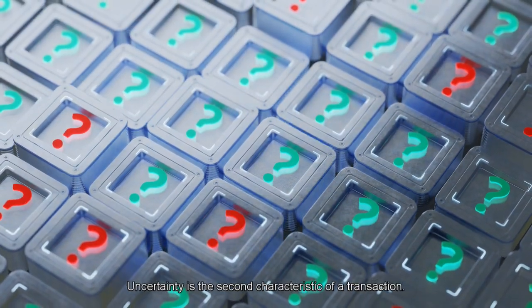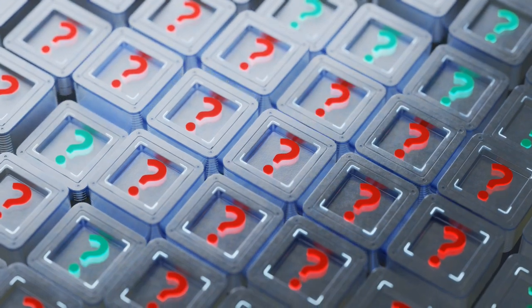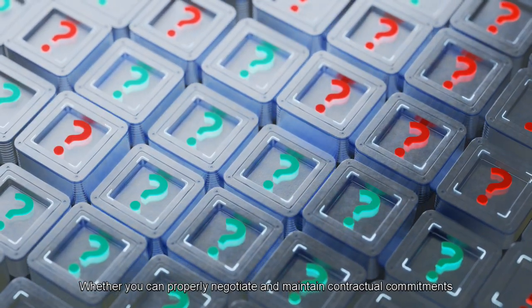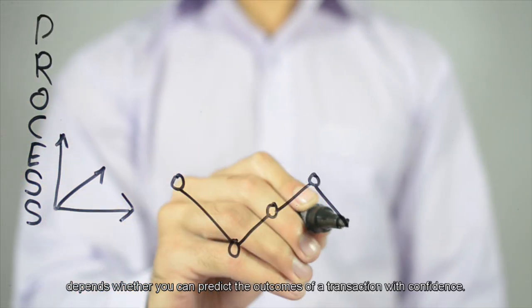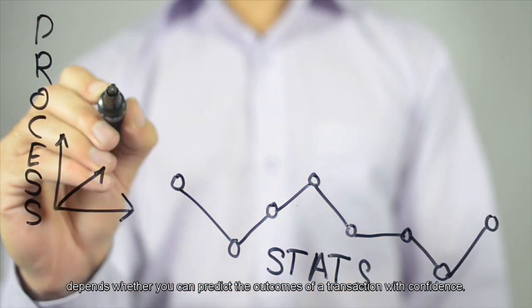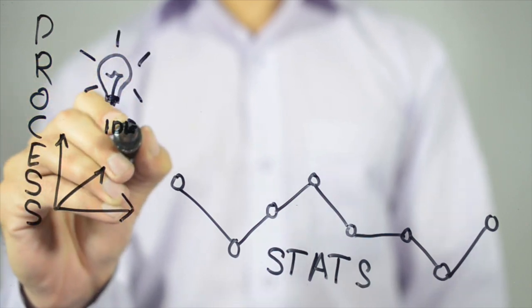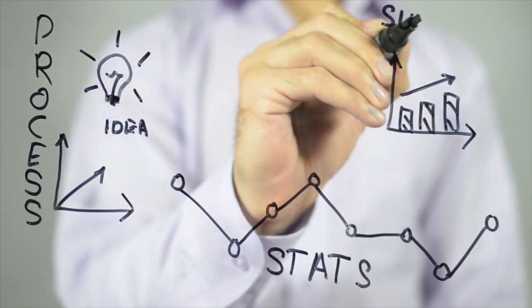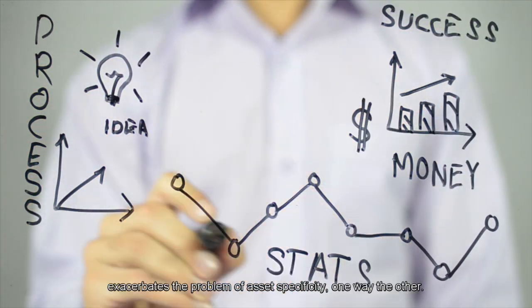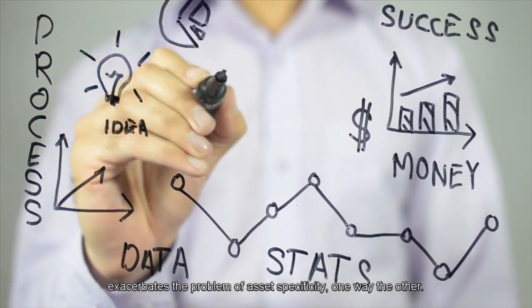Uncertainty is the second characteristic of a transaction. Whether you can properly negotiate and maintain contractual commitments depends on whether you can predict the outcomes of a transaction with confidence. In fact, uncertainty exacerbates the problem of asset specificity one way or the other.